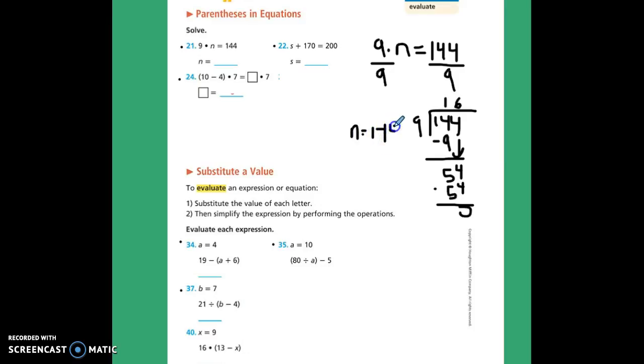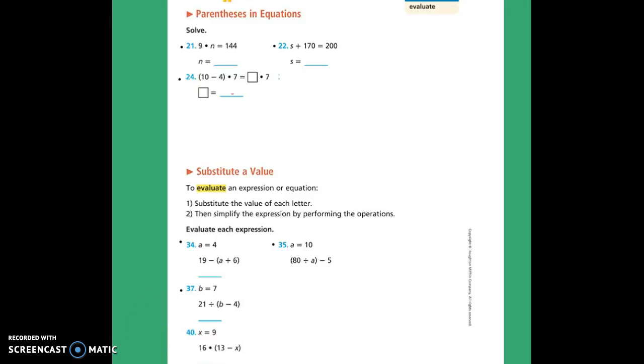All right. Let's go ahead and try one more. All right, now in this case, I'm solving for the box, and I don't have to solve all the way. I'm just trying to figure out what that box is. So I look at this and I see there's a times 7 here and a times 7 here. The only difference is these parentheses. So let's go ahead and solve that part.